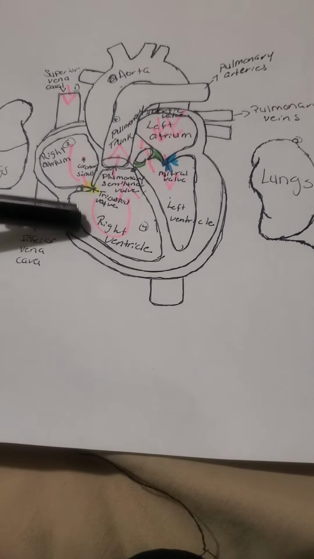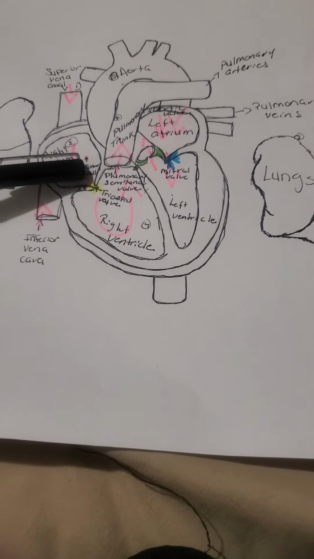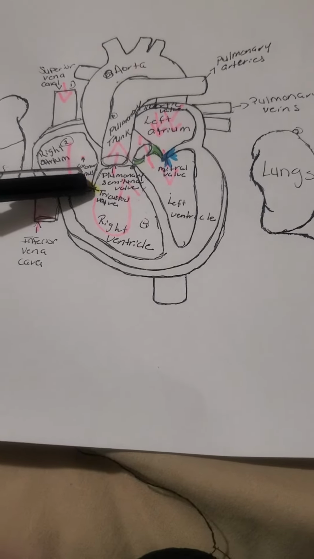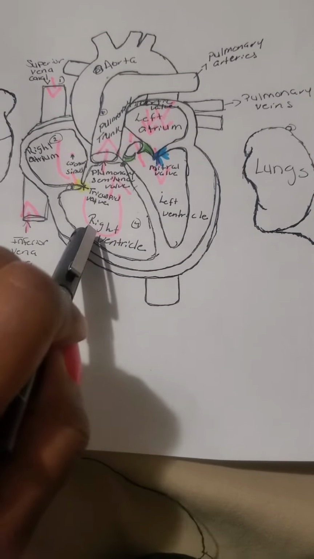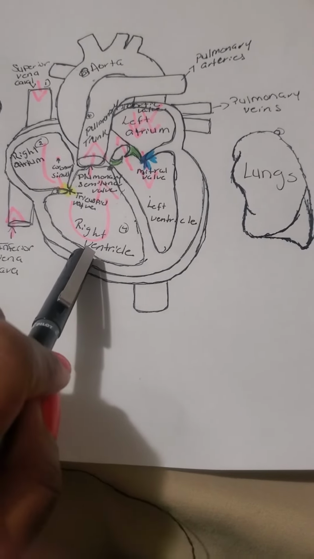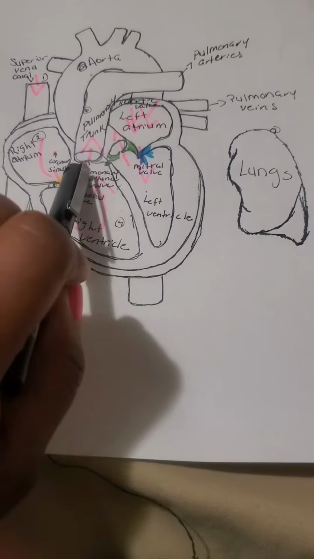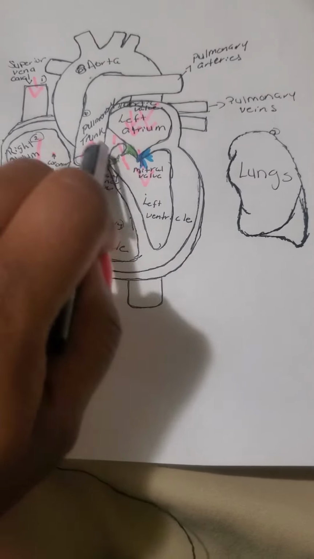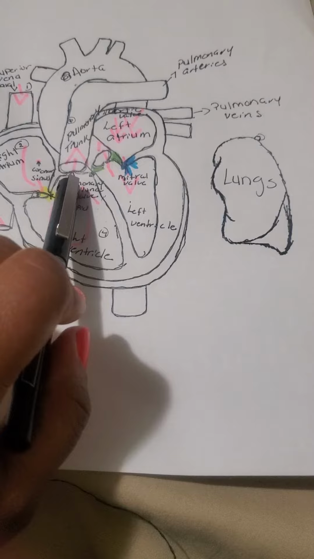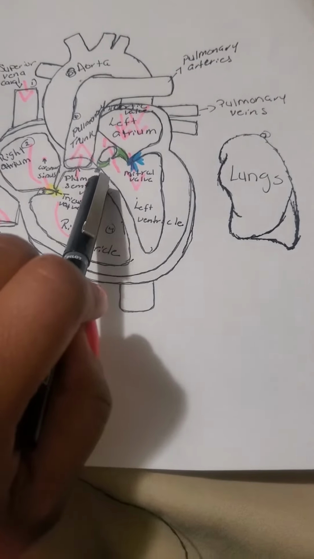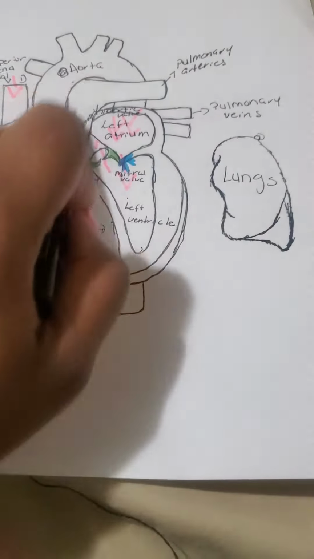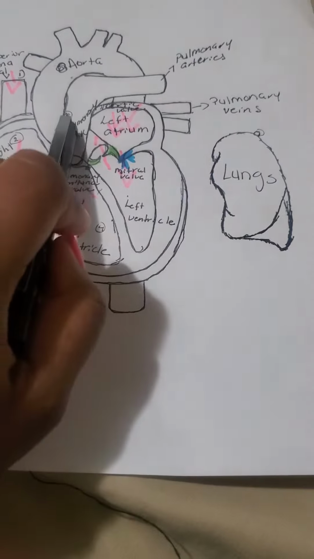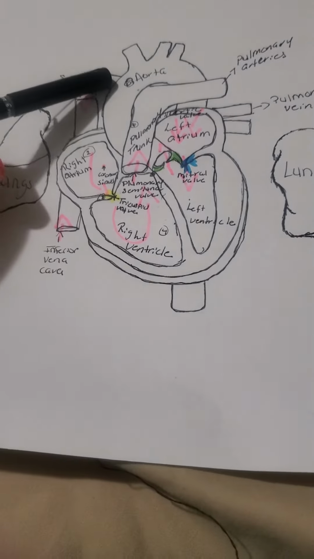The blood then travels through the tricuspid valve, which pushes the blood into the right ventricle, which is this big area right here. Once the blood is in the right ventricle, it pushes through the pulmonary semilunar valve, which is right here. The blood then travels to the pulmonary trunk, this part right here, and it can go into either of the two pulmonary arteries, which is 1 and 2 right here.